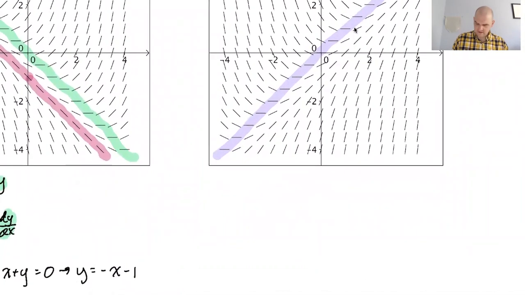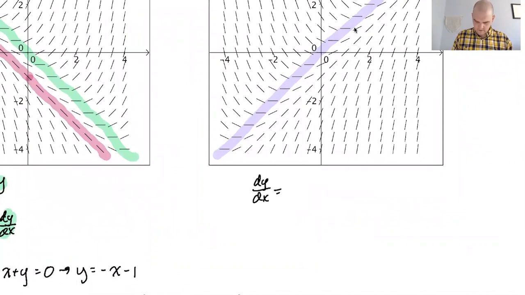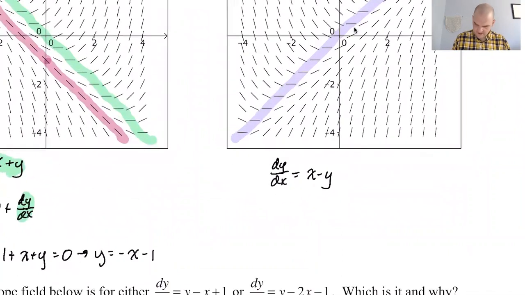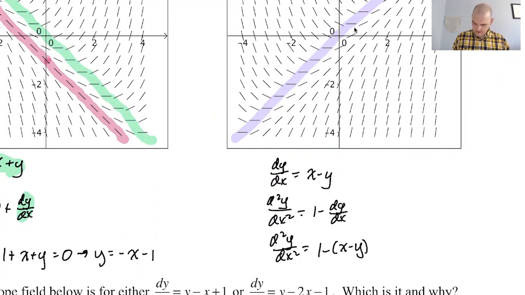So if I take dy dx equals x minus y, there's a lot of other things I could do here, but let me finish this before I have 3,000 other thoughts. Second derivative is 1 minus dy dx. Then make our substitutions: it's 1 minus quantity x minus y. So that's 1 minus x plus y. If I set it equal to 0, I would get y equals x minus 1.